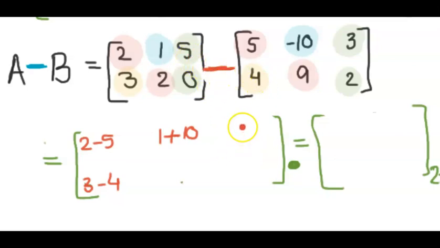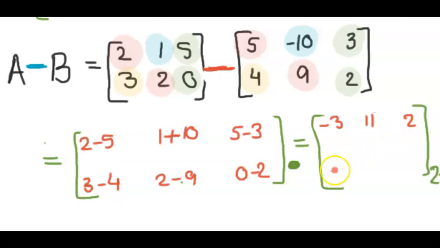5 minus 3. 2 minus 9. 0 minus 2. So 2 minus 5 is minus 3, then 11, 2, minus 1, minus 7, minus 2. And if you notice, the order of the resultant matrix is exactly the same.